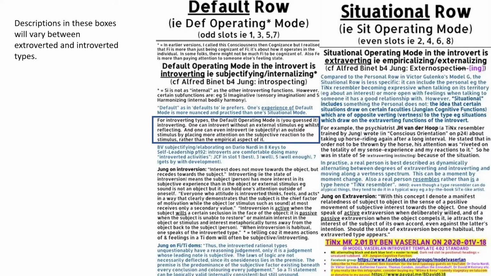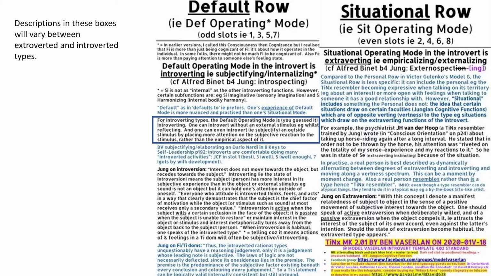where just having the introverted functions and extroverted functions as operating modes, I liked. Excuse me. I don't have COVID. It's just a strange cough. So yeah, I'll start off with the blue box that I have highlighted.